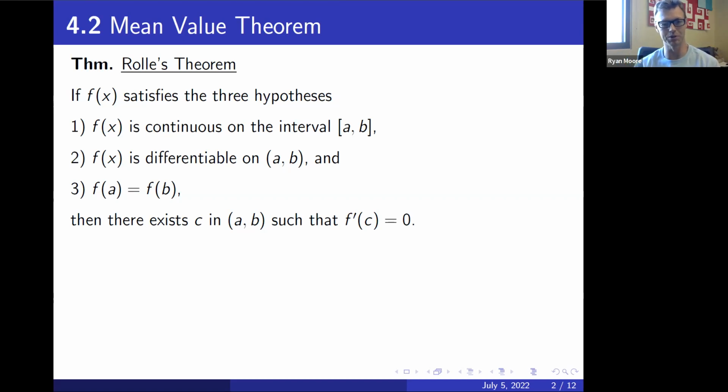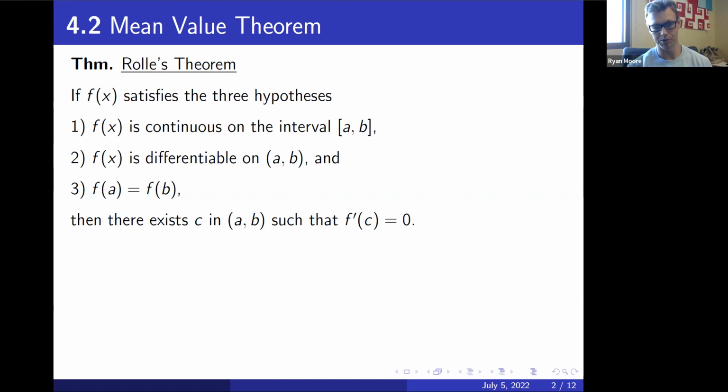And number three for Rolle's theorem, that f of a is equal to f of b. In other words, the y values of the endpoints have to be the same. So if it's continuous on the interval, if it's differentiable on the interval, continuity means there are no holes, no jumps. Differentiable means not only are there no holes or jumps, but there are no cusps, no vertical tangent lines. And the y values of the endpoints are the same.